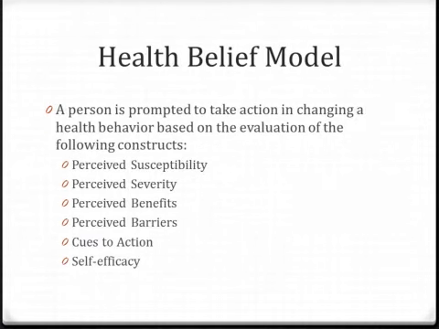The theory has a total of 6 constructs, and the idea behind the model is that these constructs account for the psychological aspects that promote an individual to make changes in regard to health behaviors. As you can see, the constructs deal a lot with an individual's perception.